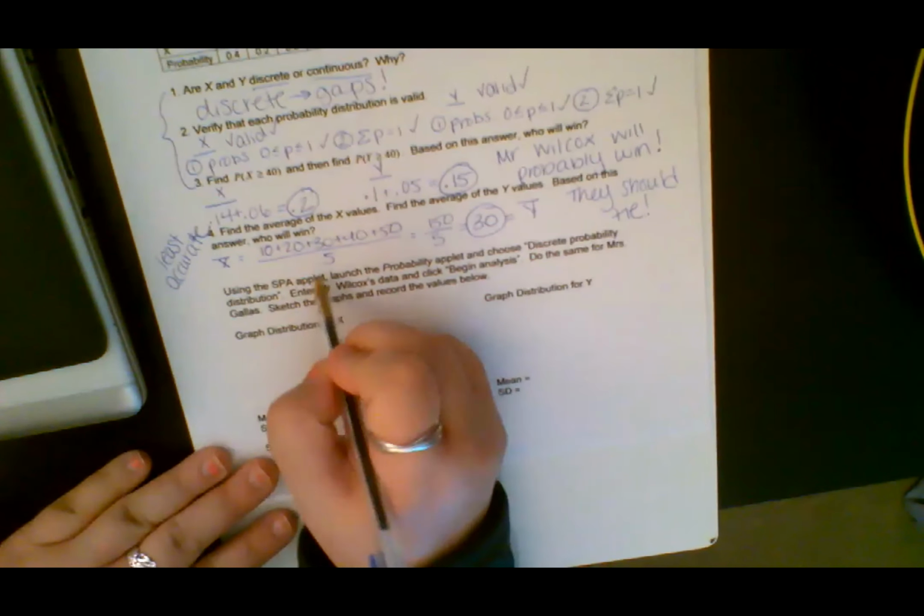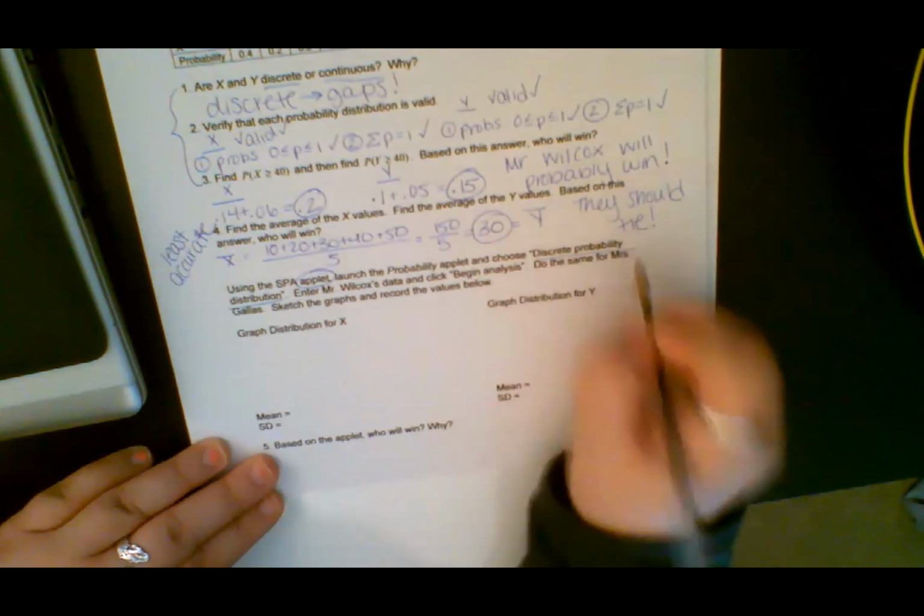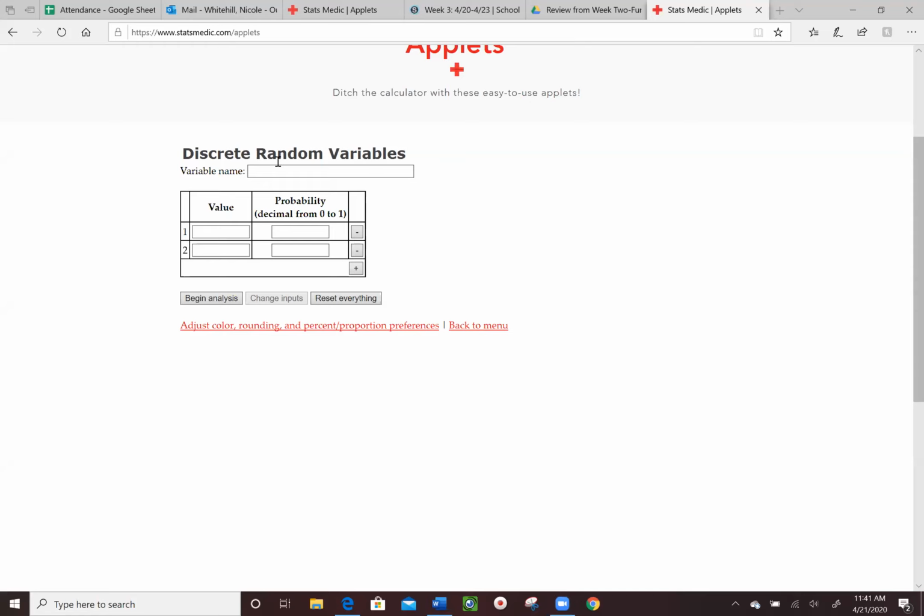So in order to do this, we're going to use an applet, which you can find on Schoology in the reference folder. Okay, and the applet that we're going to use is the discrete probability distribution applet. So I'm going to quickly shift over to that. And the first thing that we are going to do is enter the information from the table.